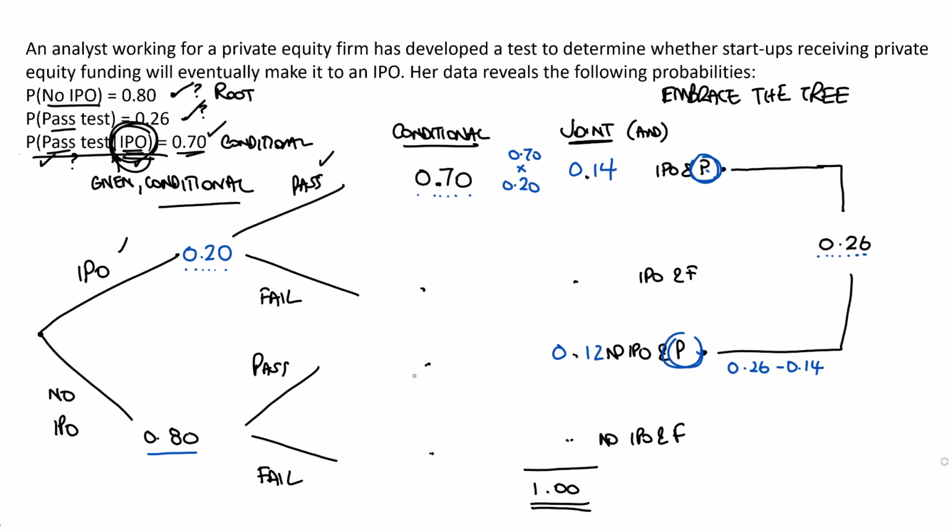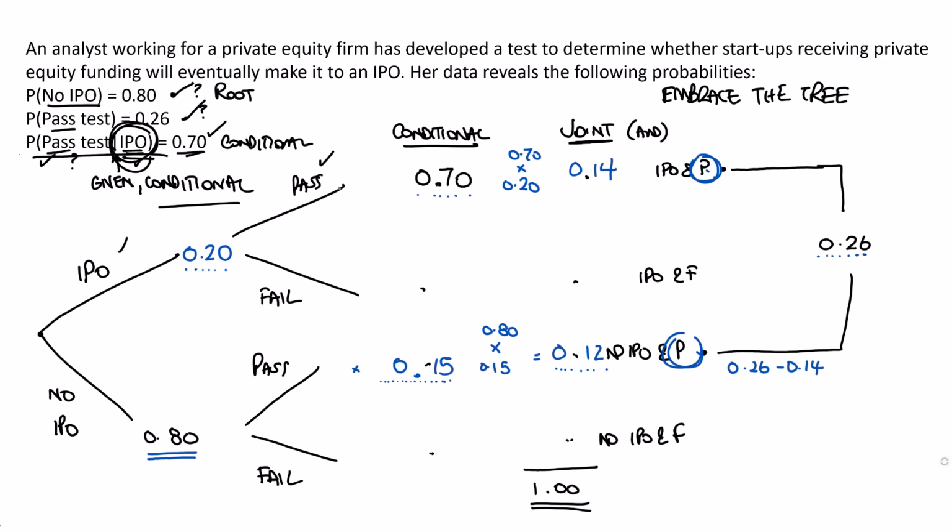0.12. Where to now? Well, now I have a joint probability here of 0.12. I know the probability of no IPO. I can fill in this conditional probability here. I know 0.8 multiplied by whatever this is. So 0.8 multiplied by what I'm missing gives me that 0.12. If I take my 0.12 and divide it by 0.8, it's got to be 0.15. Right, I think we're nearly done.